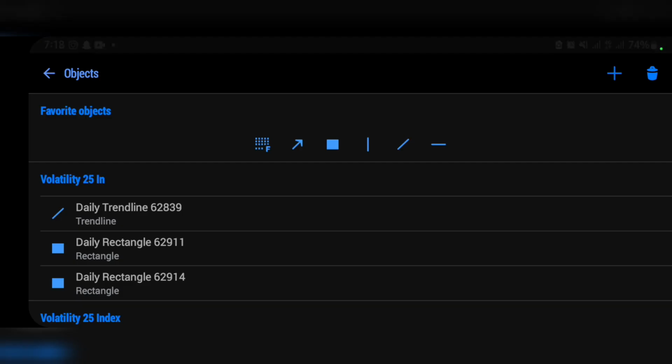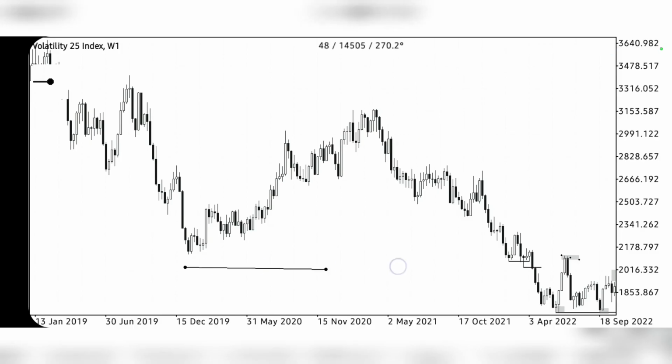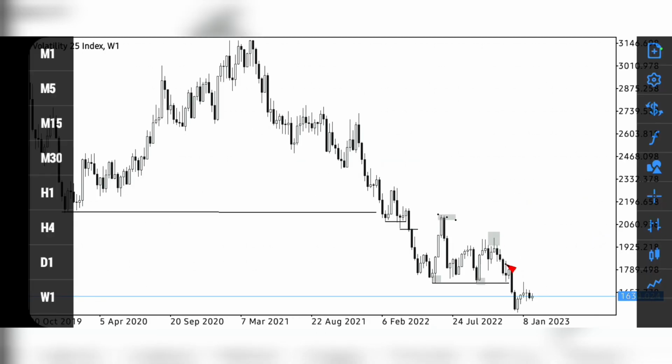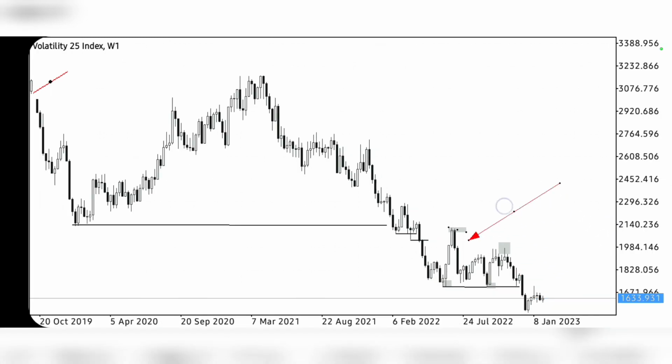This is our normal structure range on the weekly time frame. What we marked out here on the daily time frame, you can see it here, is a range structure. This is a range structure for the weekly time frame.